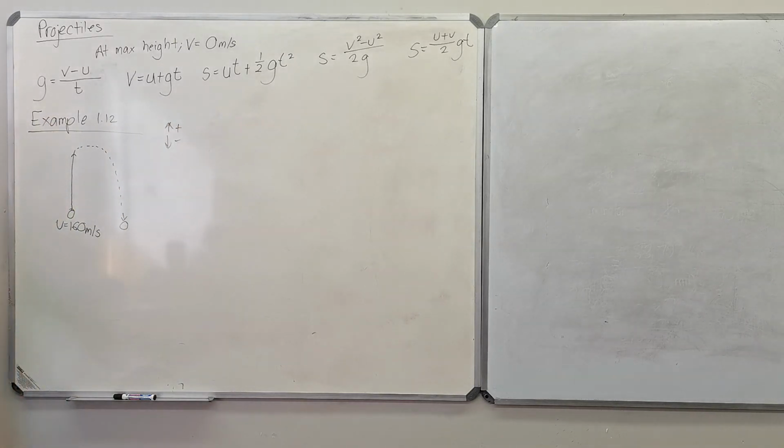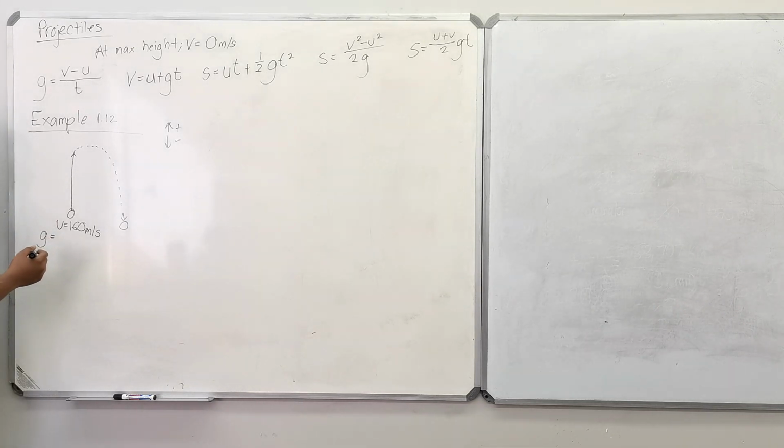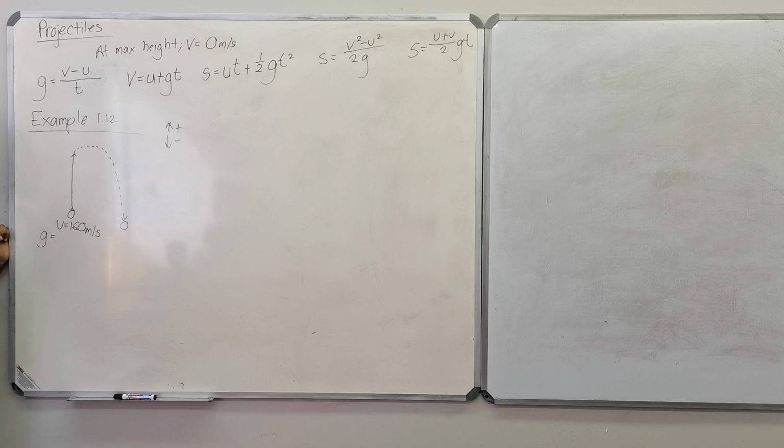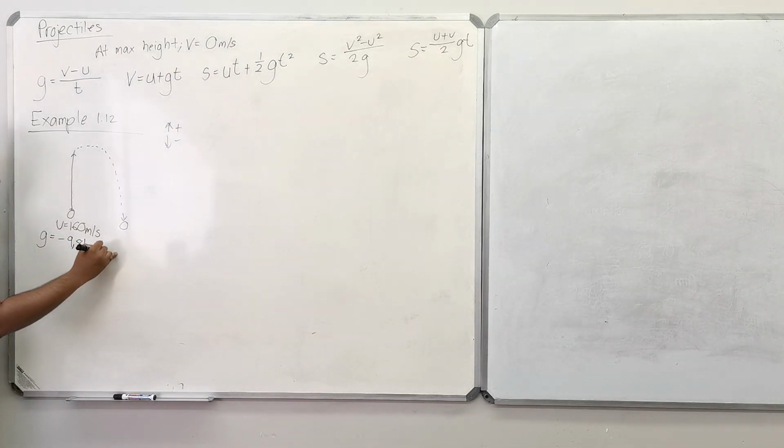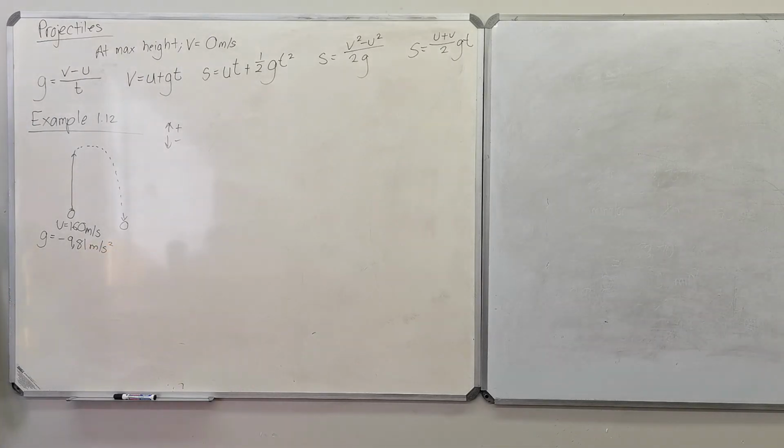What value will we always know with every question that we work on? Gravitational acceleration, because it's a constant throughout. So you can write it down. Your gravitational acceleration will be equal to what? Minus 9.8, because down is negative and gravity acts in a downwards direction. So this will be minus 9.81 meters per second squared.